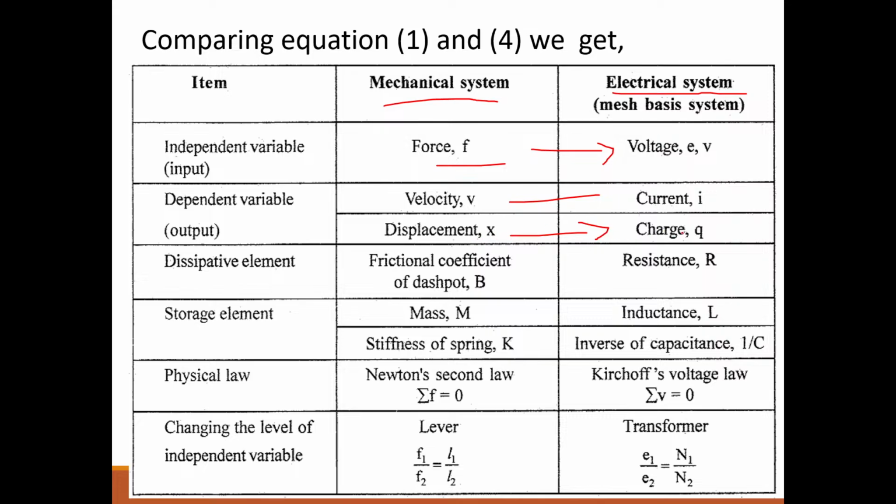If displacement X is analogous to Q, then dx by dt is what? Velocity, isn't it? dx by dt is velocity. dq by dt is current. So velocity is analogous to current. Next, frictional coefficient B is analogous to R, M is analogous to L, K is analogous to 1 by C. Newton's second law is analogous to Kirchhoff's voltage law. The lever and transformer you don't require, just leave it. Whoever is noting it down, just copy it down from here to here.